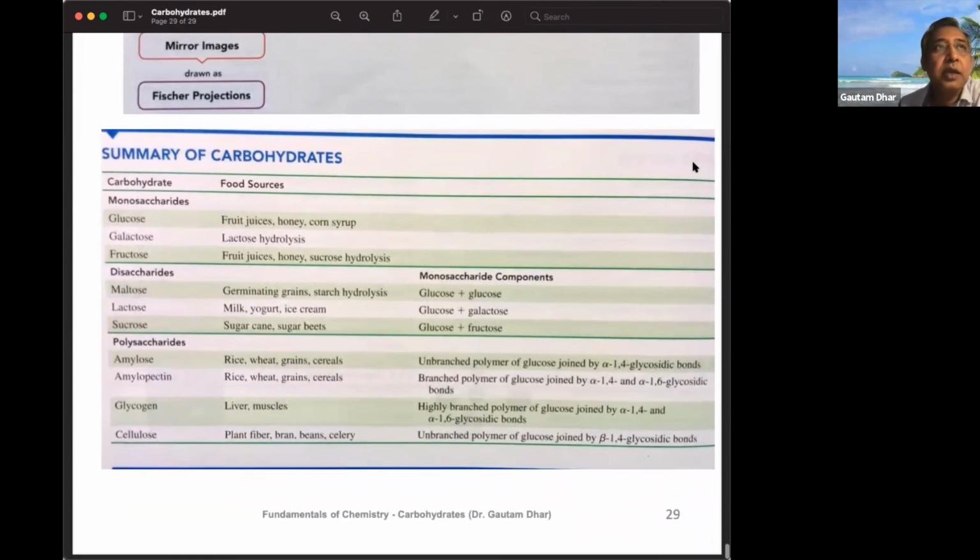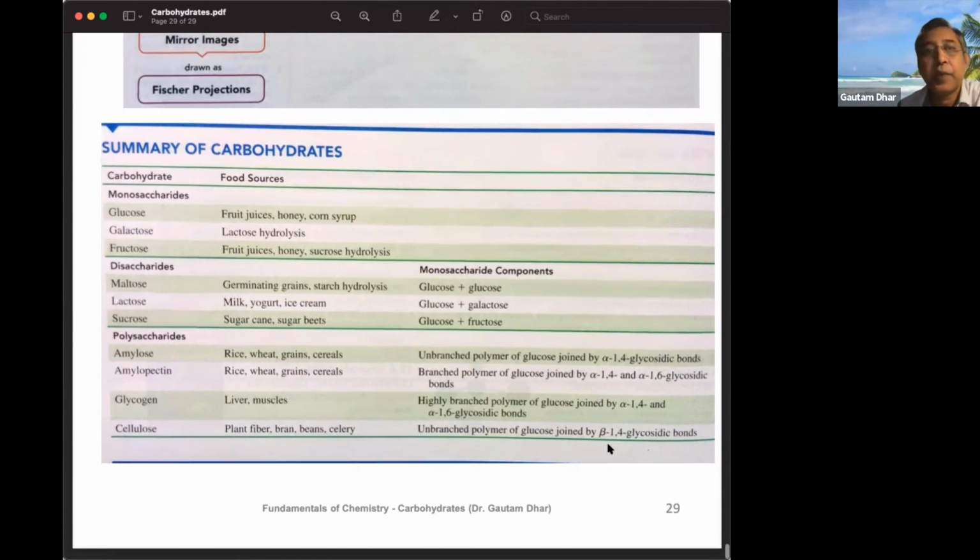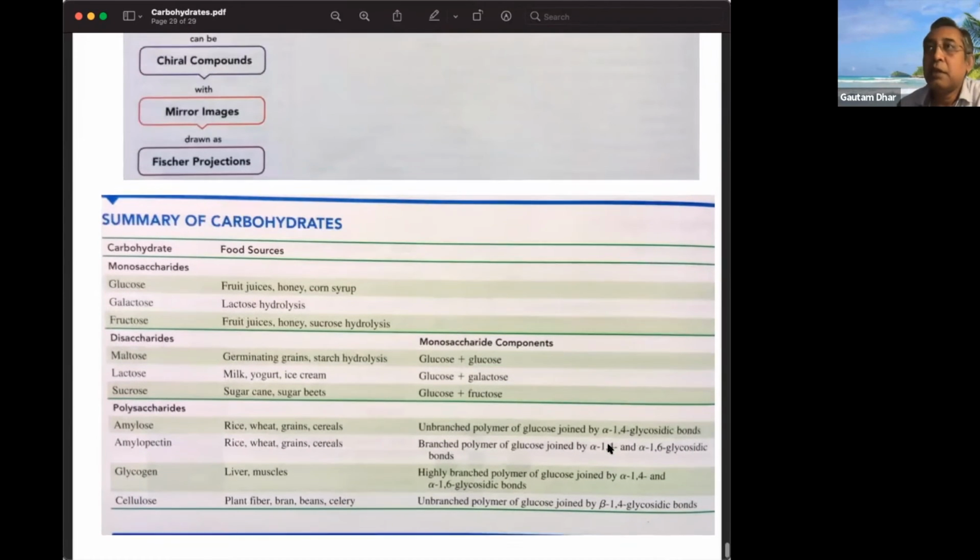And there is some additional information here. I'm not going to ask you any specific question, but it's a good reading. But this is where the linkages are. So linkages, memorize that. Alpha 1,4 glycosidic linkage, and for cellulose it is beta. Okay. So that's all for this chapter.